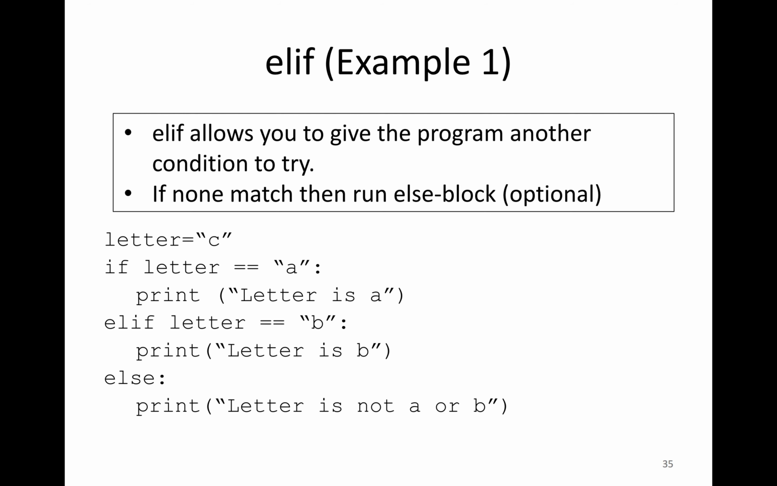We assign C to the variable letter. If letter double equals A, you print letter is A. Elif letter equals B, that means you have another condition, and you print letter is B. If none match, then run the else block: print letter is not A or B.